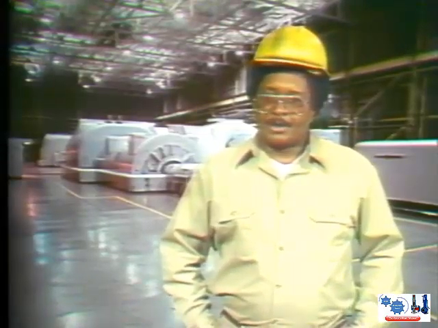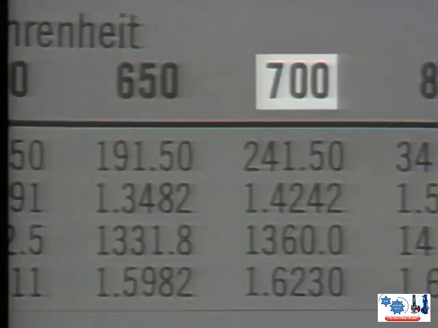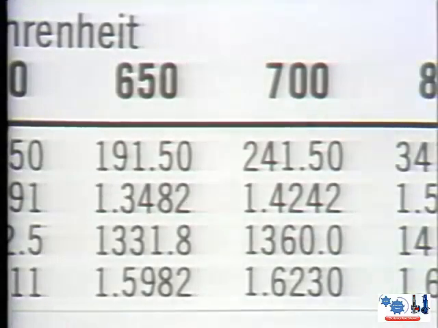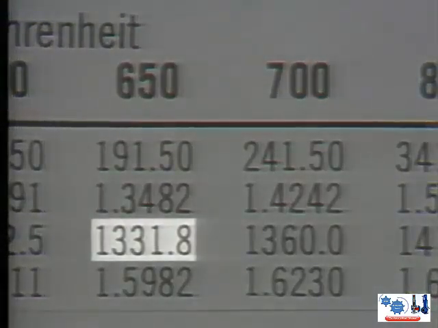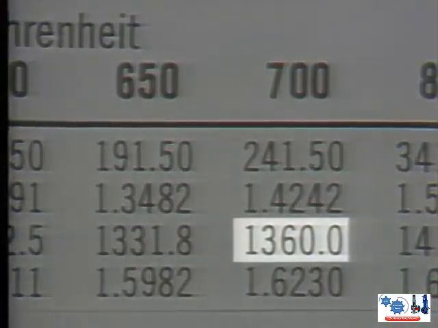Now, the next step is to find the enthalpy value for that outlet temperature. We're not going to find the exact temperature we need because the columns don't give every possible value. However, we can find the values for 460 psia at 650 degrees and 700 degrees. And with this information, we can calculate a value for 680 degrees. At 460 psia and 650 degrees Fahrenheit, the value for enthalpy is 1,331.8 BTUs per pound. Enthalpy at 460 psia and 700 degrees is 1,360 BTUs per pound.